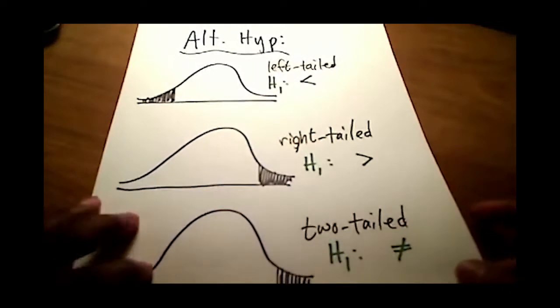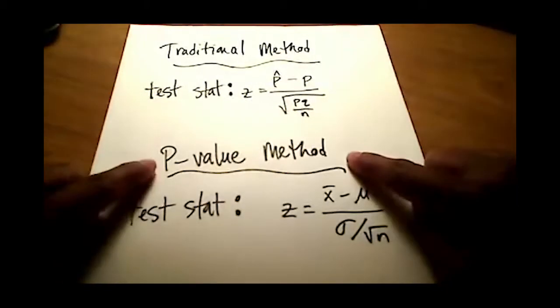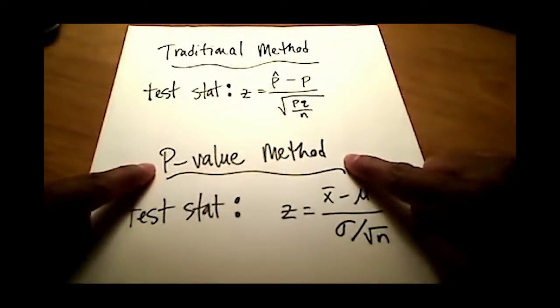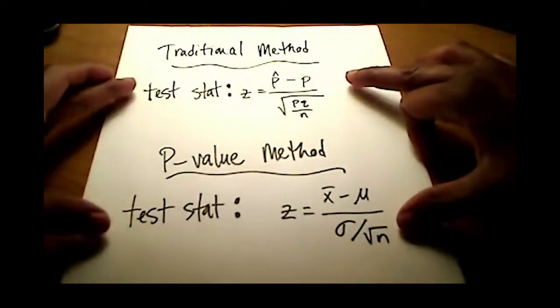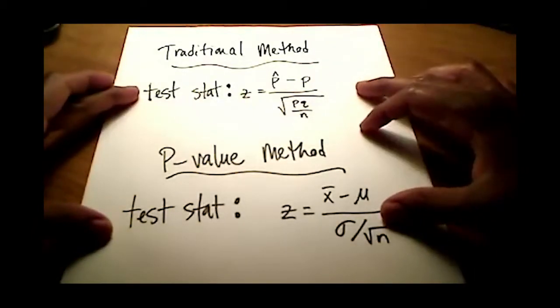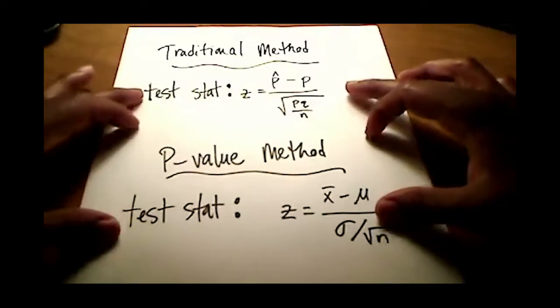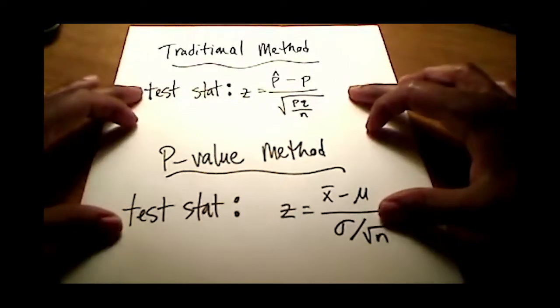Okay, so what I showed again in a previous video, you could look it up, is the traditional method, and what I'm going to show you in this video is the p-value method. Right? But notice I wrote on this little piece of paper here that it doesn't matter which method you're using, both methods require you to find a test statistic. So both methods use a test statistic.